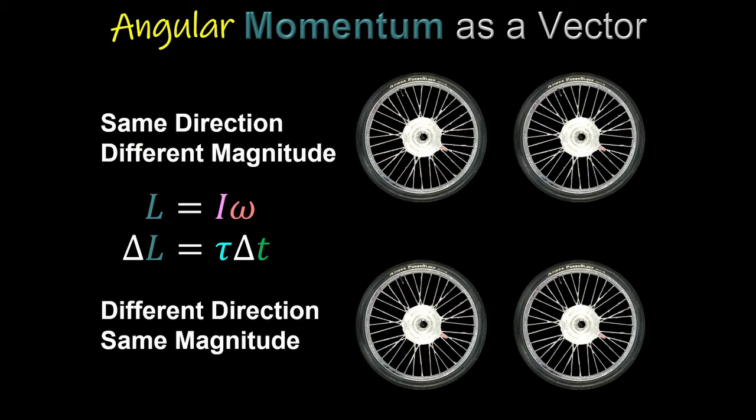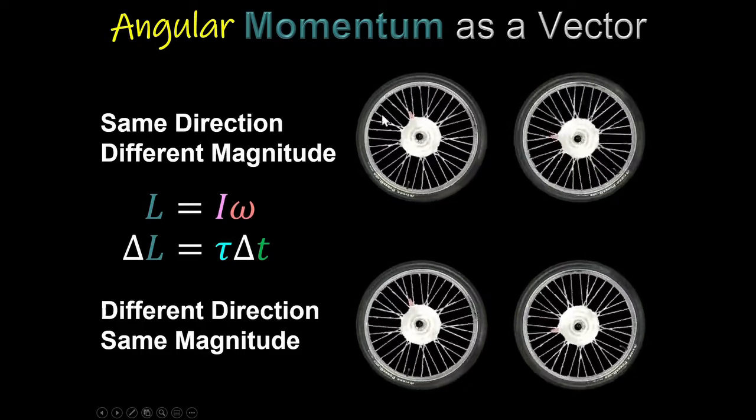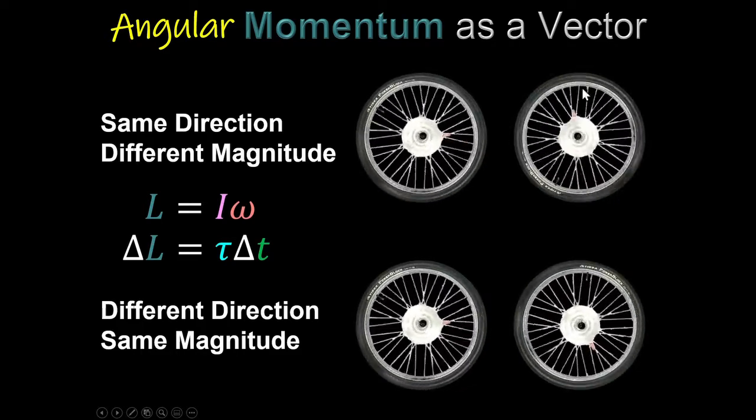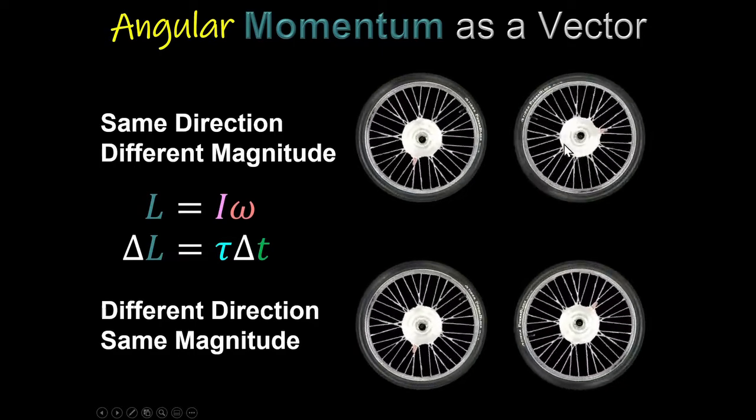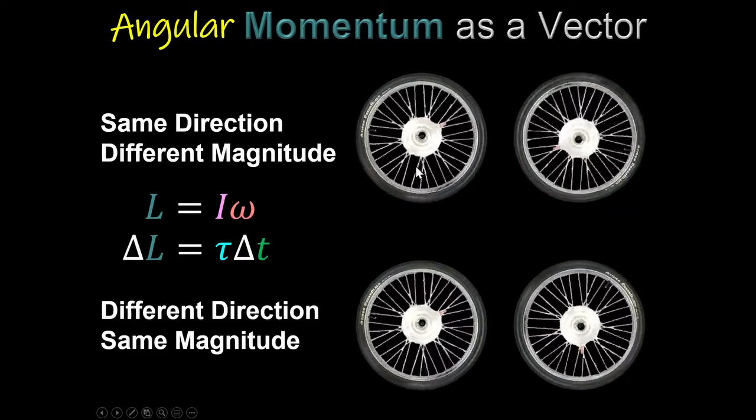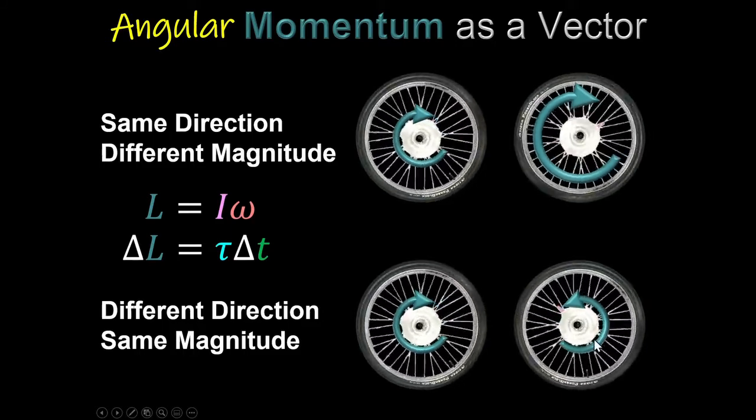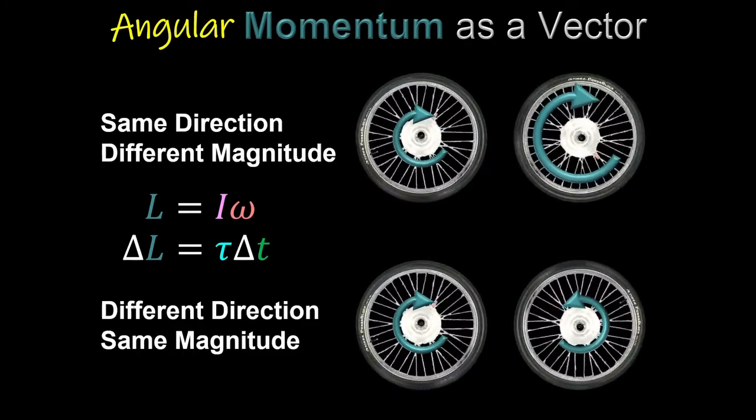If angular momentum has magnitude, like bigness, if it's a little angular momentum or a lot of angular momentum, and if it has direction, well, then that's the second part to being a vector. So this wheel here is rotating clockwise with a little angular momentum. This one is rotating clockwise with more angular momentum. So these two have the same direction, but different magnitudes. These two are rotating in opposite directions, but with the same magnitude.